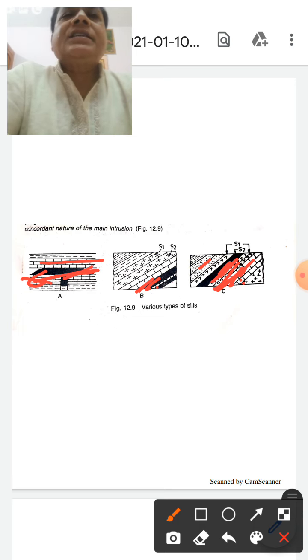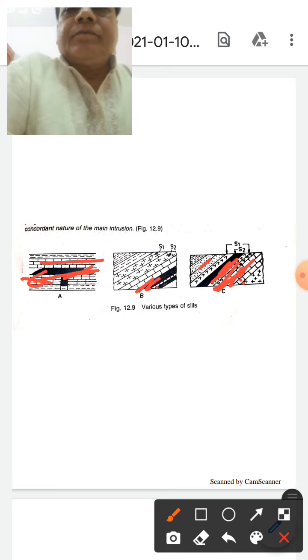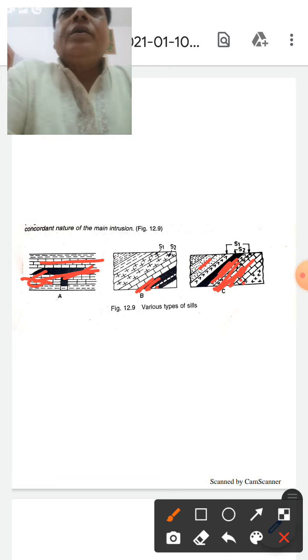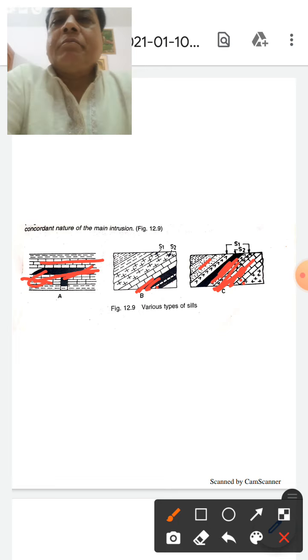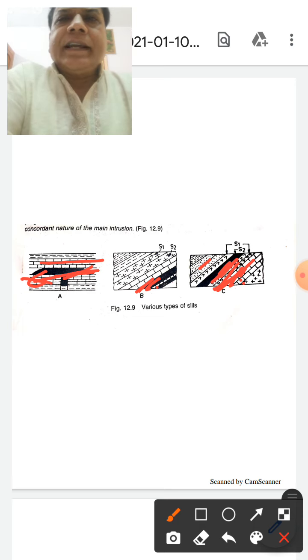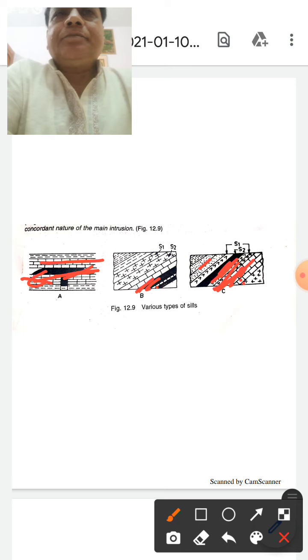So again, sills, depending upon these factors, can be divided into four categories: simple sill, multiple sill, composite sill and differentiated sill. The next form is your laccolith.